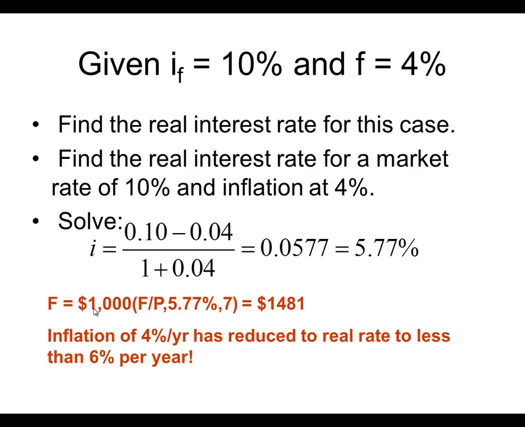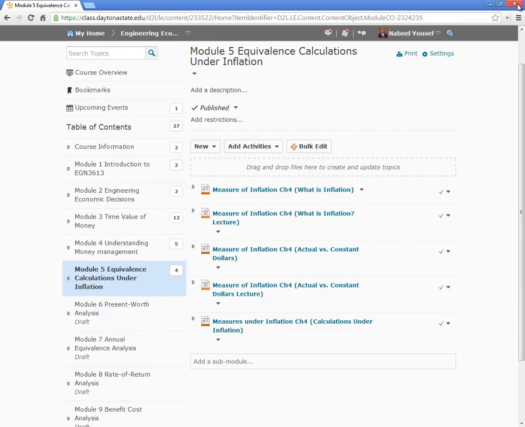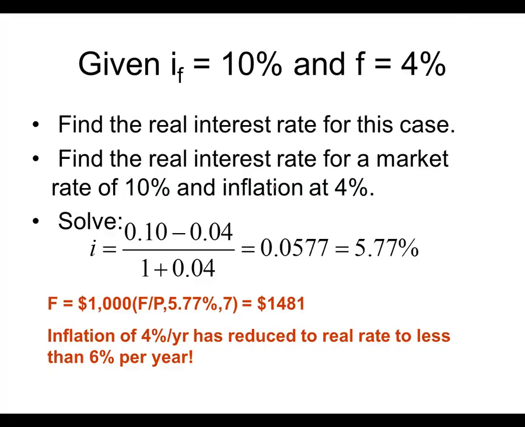To find the real interest rate for a market rate of 10% and inflation of 4%, we solve using the formula, and we get i prime is equal to 0.1 minus 0.04 divided by 1 plus 0.04, which will equal 0.0577. And that is 5.77%.